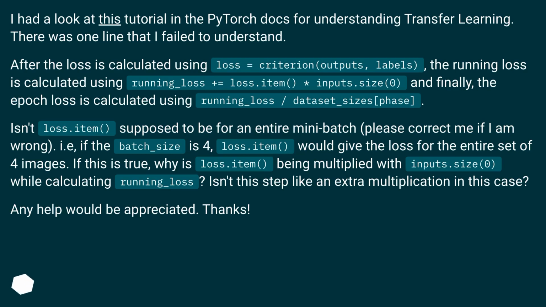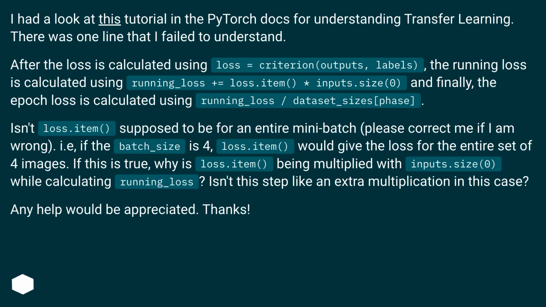After the loss is calculated using loss = criterion(outputs, labels), the running loss is calculated using running_loss += loss.item() * inputs.size(0), and finally, the epoch loss is calculated using running_loss / dataset_sizes[phase]. Isn't loss.item supposed to be for an entire mini batch?